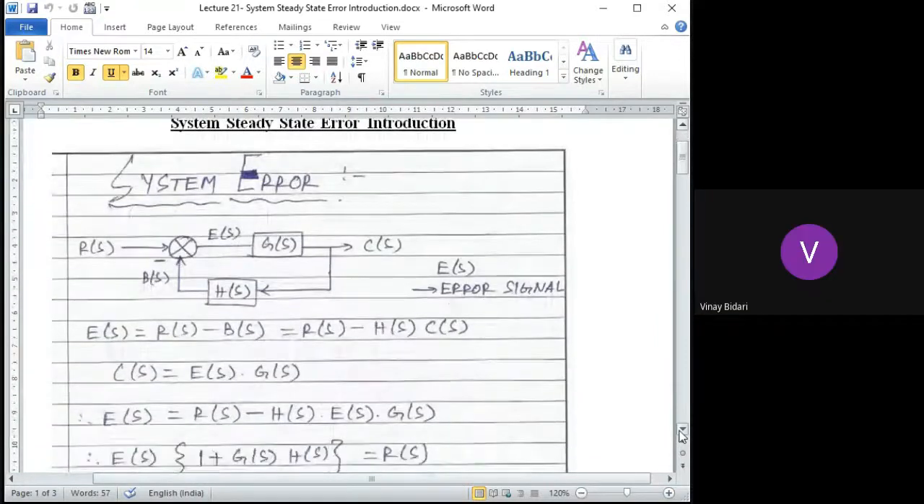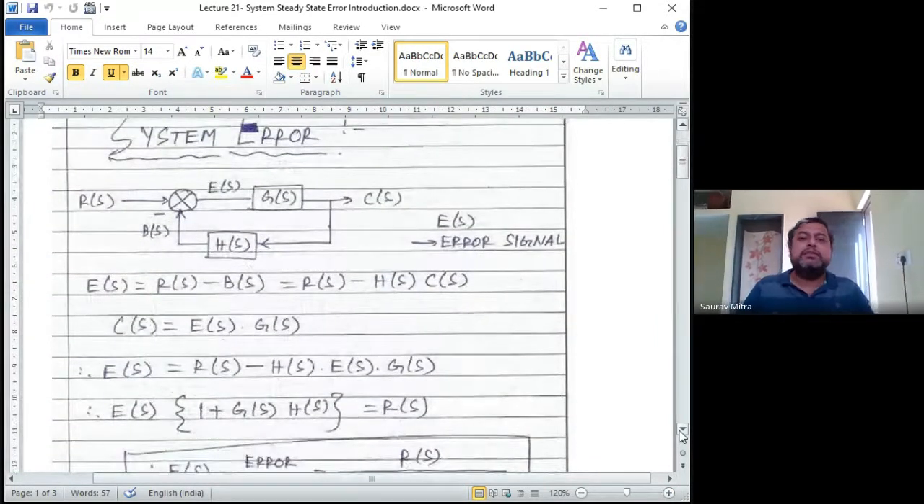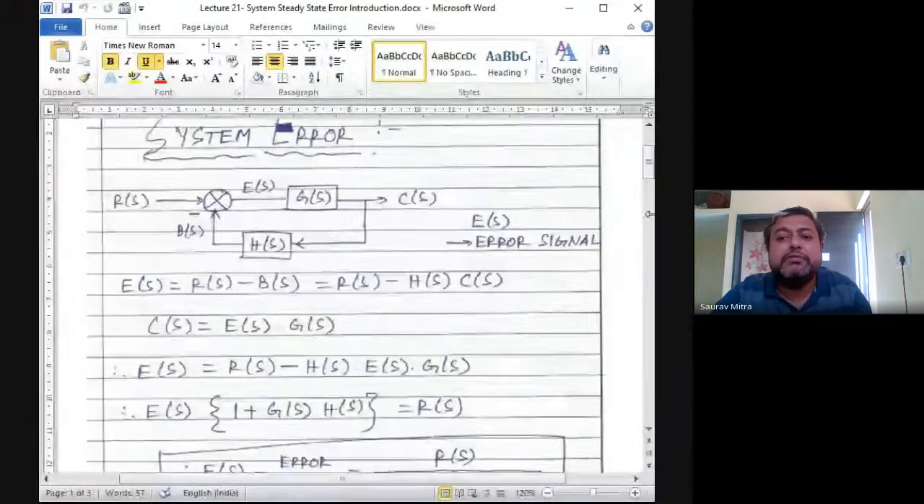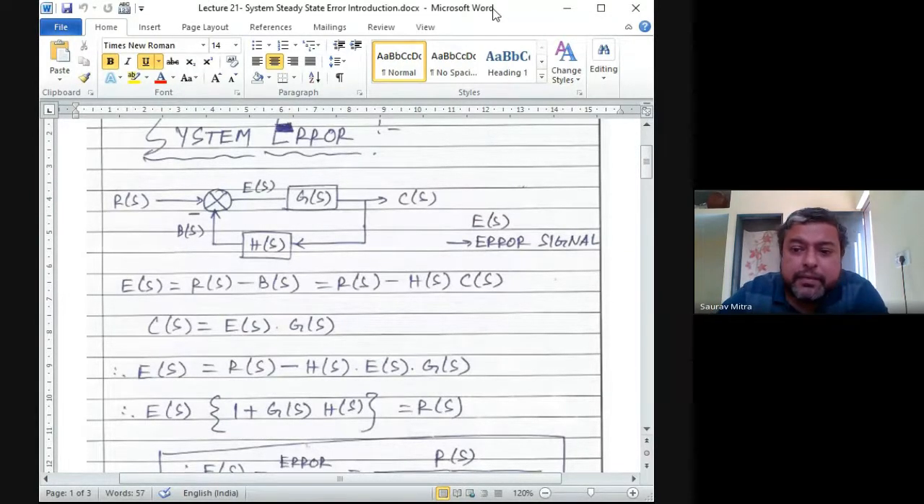Known, sir. So R(s) is the input, E(s) is the error, E(s) is equal to R(s) minus B(s), and B(s) is equal to H(s) into C(s). You have done this proof, but for G divided by 1 plus GH, when I gave you the closed loop transfer function. Here we are going to find the equation of E(s). To find that, we are going to do the same proof, but with a little twist in the end.